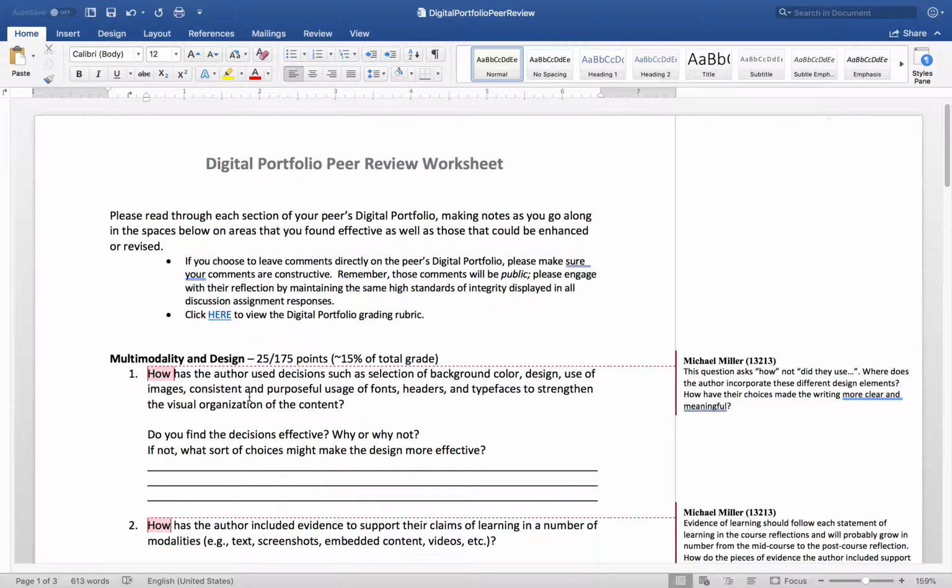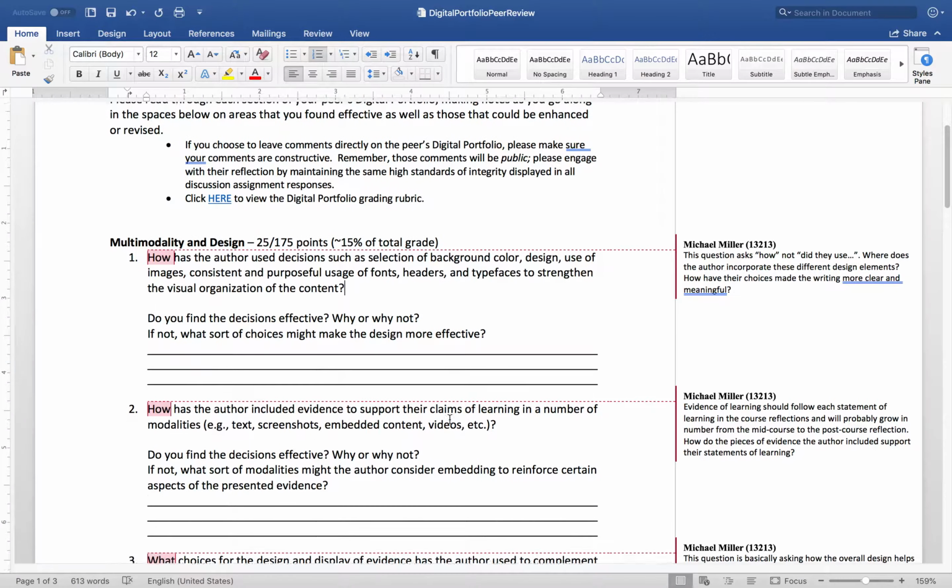So, number one, how has the author used decisions such as selection of background color, design, use of images, and so on and so forth? So, this question is asking how and not did they use. So, what we're looking for in your answer is where does the author incorporate these different design elements? And how have their choices made the writing more clear and meaningful? So again, not just saying like, yes, they use these things, but where did they use it throughout their portfolio? How did they use it? And how did it help make their meaning and their message more clear to you, the reader?